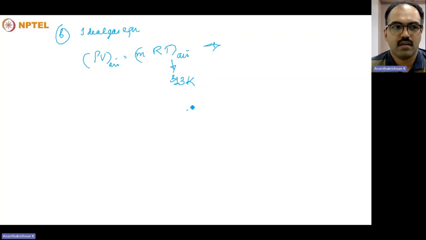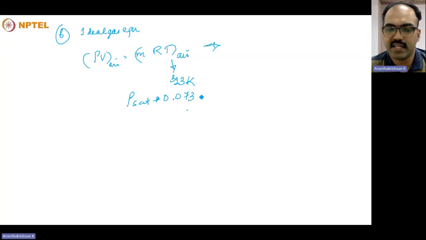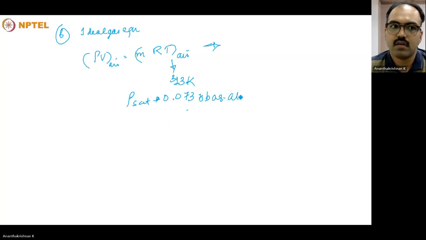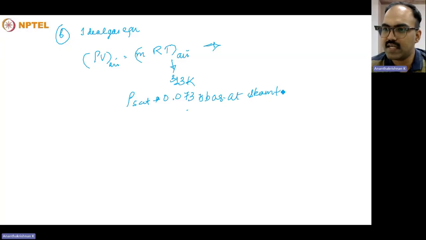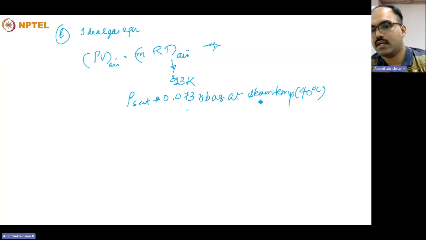And the saturation pressure is given as 0.07375 bar at the steam temperature of 40 degrees Celsius.